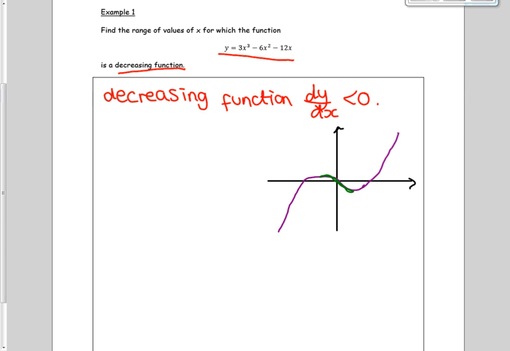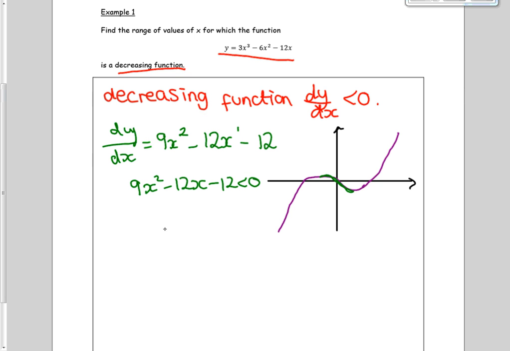So dy by dx is equal to, so multiply by the power, that gives us 9x, reduce the power by 1, squared, minus, same again, multiply by the power, 12x, reduce the power by 1, which gives us the power 1, and multiply by the power again, which gives us 12, and reduce the power by 1, so we lose the x term there. So we're trying to find where 9x squared minus 12x minus 12 is less than 0.